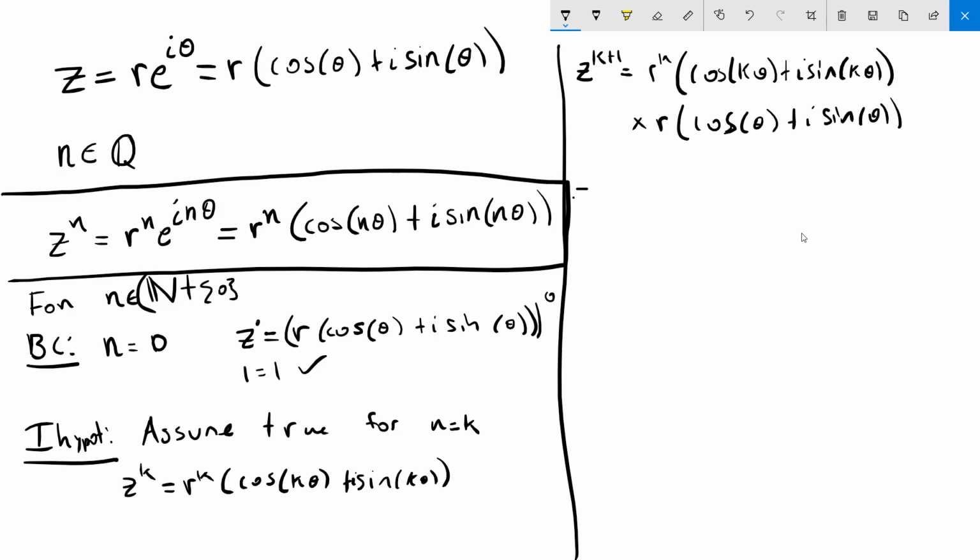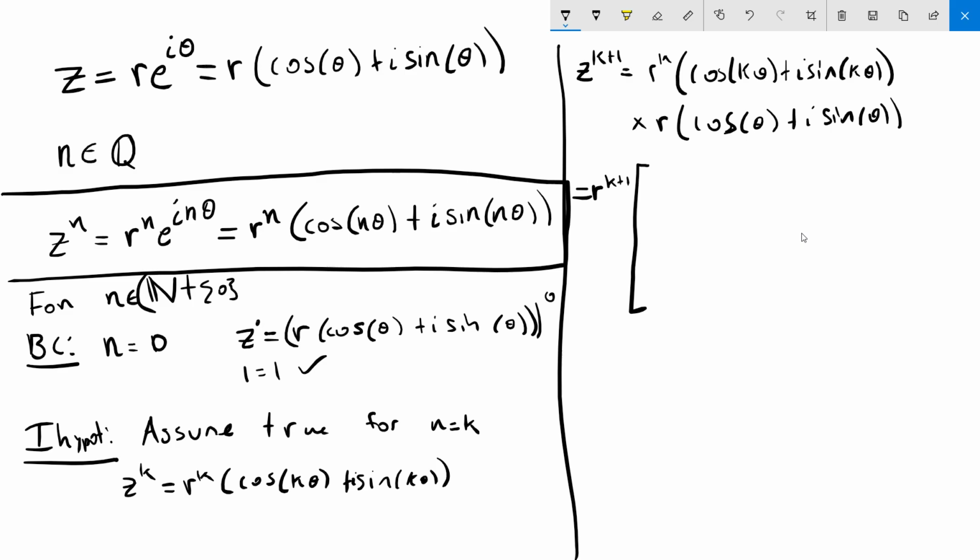Expanding all that and bringing the r's together, the r's are proven almost instantly. We've got r to the k plus 1, since r to the k times r is r to the k plus 1. Now we've got all these terms that we've got to multiply through. So I'm going to do what I did last time: take the real values and group them together, and take the imaginary values and group them together.